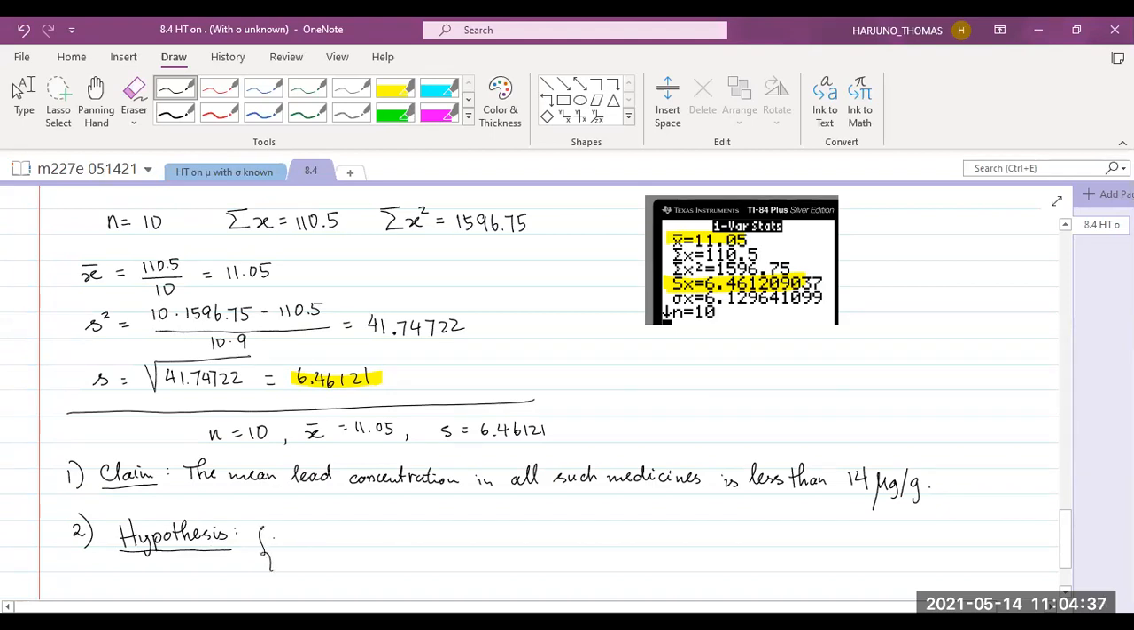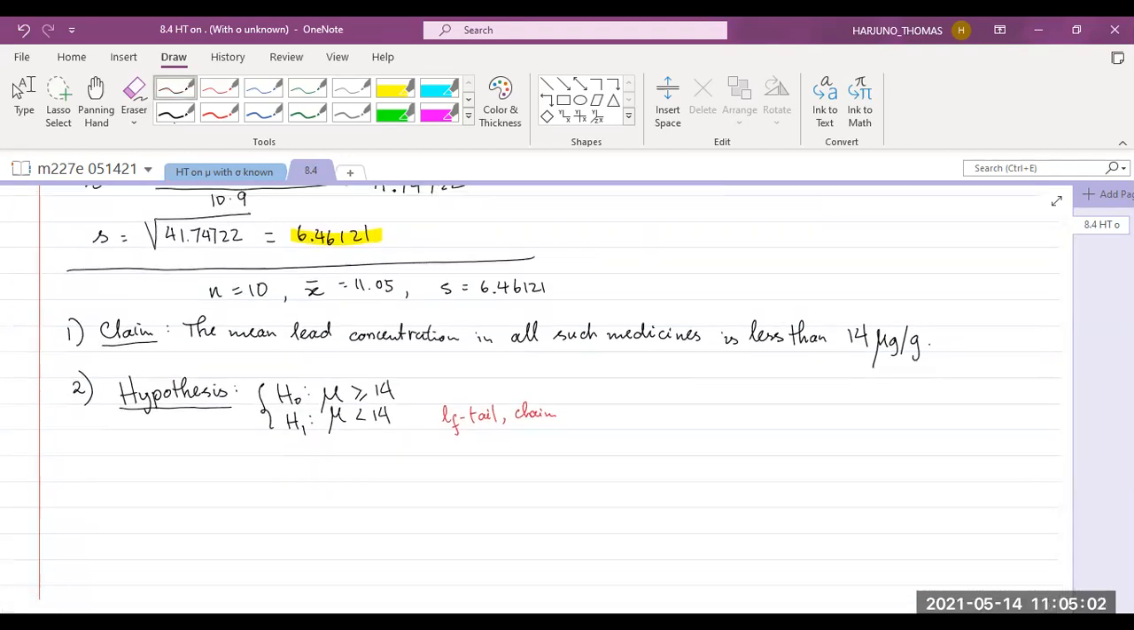Null hypothesis, alternate hypothesis. From the claim, mu is less than 14. So that's a left tail claim. Then the null hypothesis will be mu greater or equal to 14, or simply mu equals 14. Step 3, test statistic.